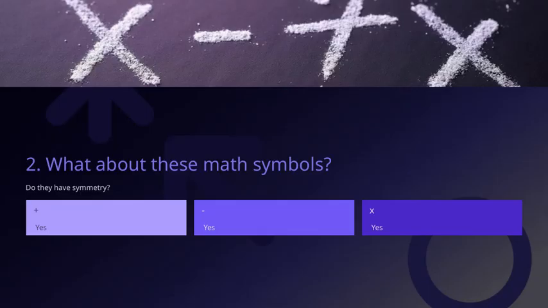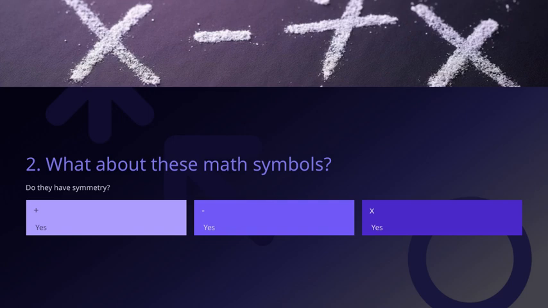So what about these math symbols? Do they have symmetry? Let's take a look. Starting with the plus sign, the plus symbol is symmetric, meaning if you reflect it along its vertical or horizontal axis, it looks the same. The minus sign is similar, also symmetric because flipping it doesn't change its appearance. Now, moving to the multiplication sign, the x, this one is also symmetric. If you flip it along its diagonal, it remains unchanged.